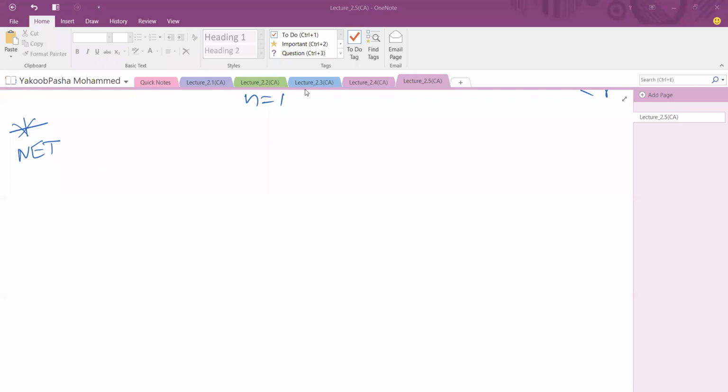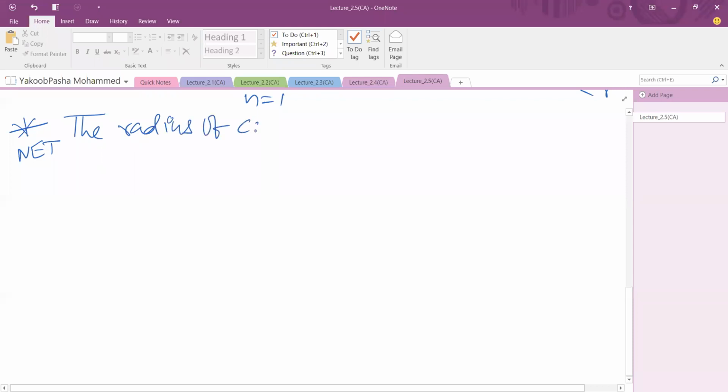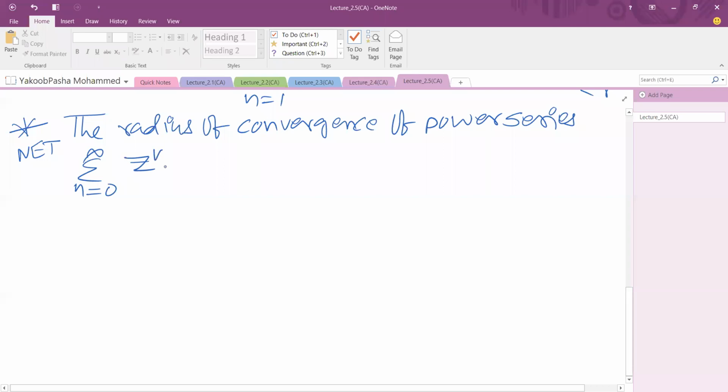The radius of convergence of power series. We are taking one power series. The given power series is summation n equal to 0 to infinity z power n by n factorial.